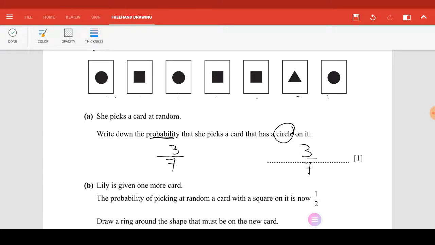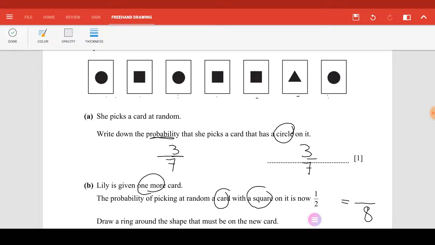Letter B. Lily is given 1 more card. We don't know what's drawn on this card. The probability of picking at random a card with a square is now half. As you know, the probability should be divided by the total possible outcomes. When you add 1 more card, the possible outcomes are 8.